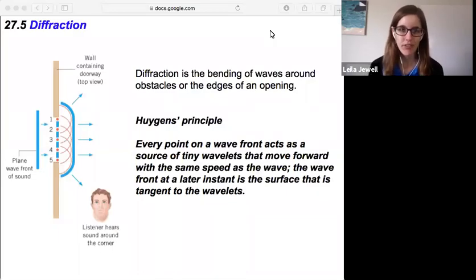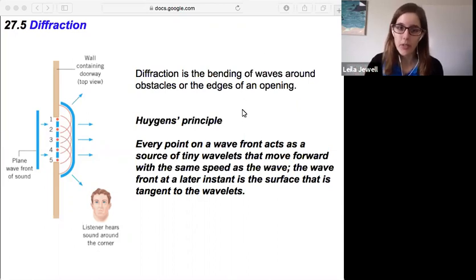Section 27.5, diffraction. Diffraction is something that's similar to interference, but it's actually a little bit different. With interference, we have at least two sources of light or of some sort of wave that are interacting with each other. Diffraction is just one source, and it's focused on how that source can bend around obstacles or the edges of an opening, and that source can effectively interfere with itself, which is strange.